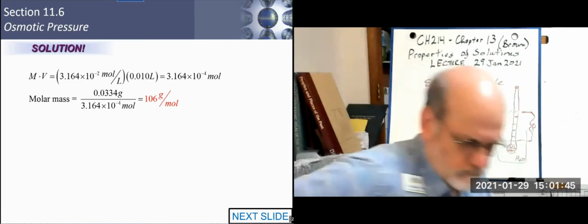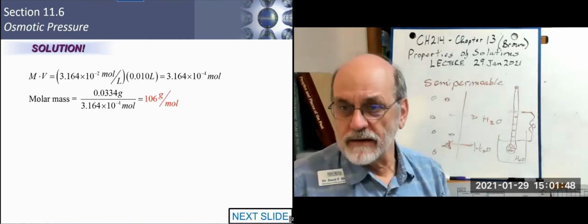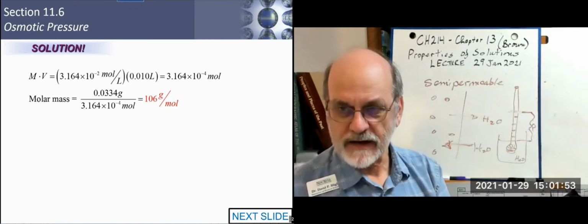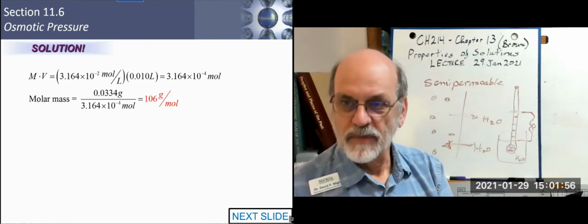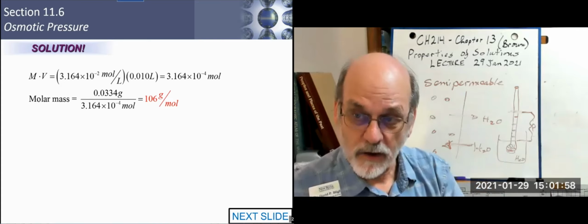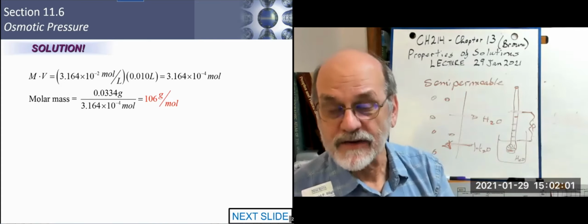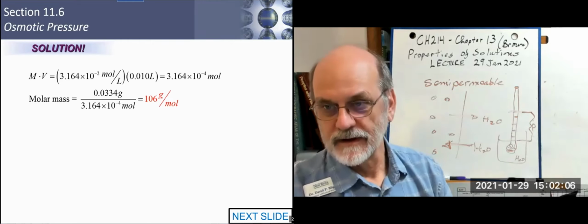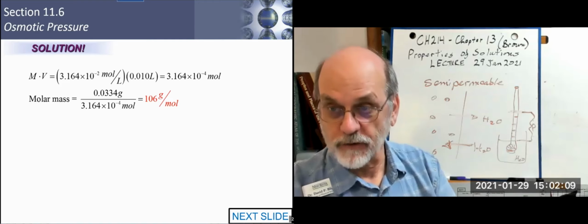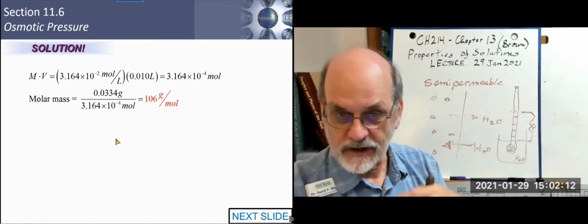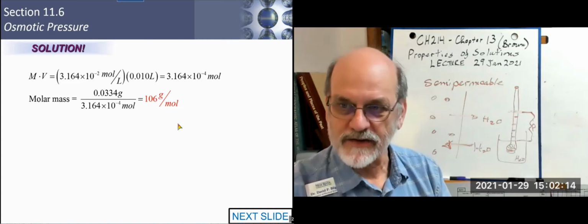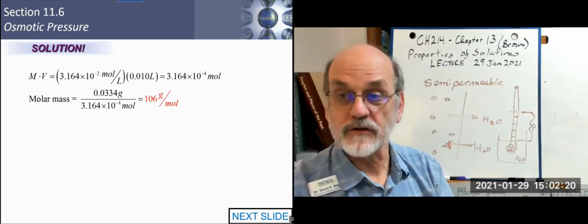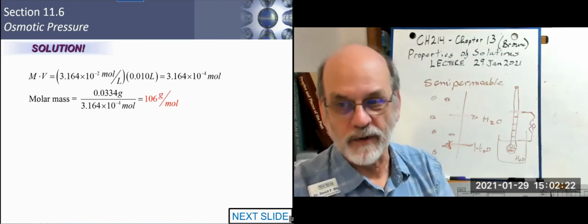Remember when we were doing empirical formulas and molecular formulas? We did the empirical formula based upon the percent composition by mass. But in order to do the molecular formula, we needed to know the molar mass of the compound. This is one way to find it, because you don't have to know what its formula is. You just use this colligative property and you can determine the molar mass of the unknown and use that to give you information for determining the molecular formula.